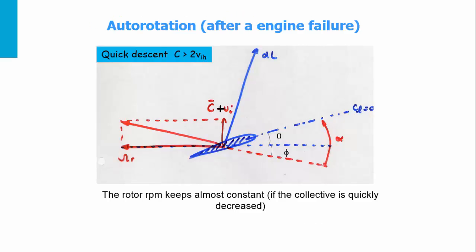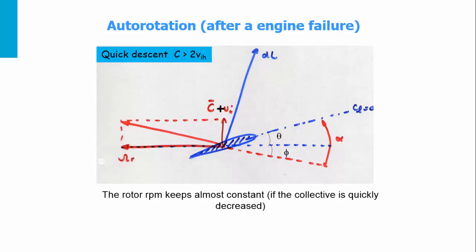What is the condition of autorotation in helicopters? First, we have to have a quick descent. If you remember, the rate of descent of a helicopter, C, must be higher than twice the induced velocity at the level of the rotor. Taking a blade profile and representing the velocity distribution here, we will have in a pure vertical descent the omega r, the velocity of the blade, and the velocity C plus Vi directed upwards.